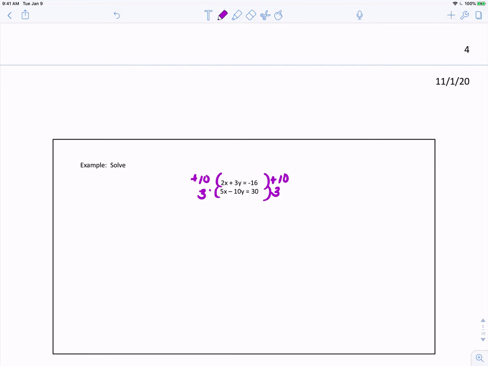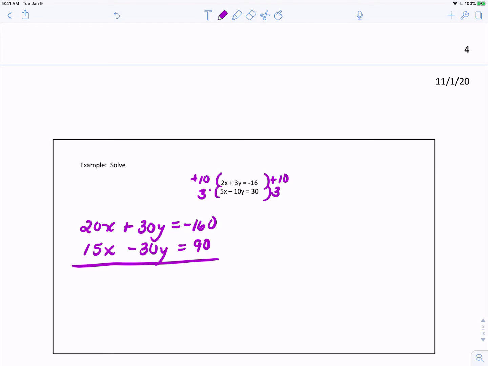All right, so let's see what we have now. 20x plus 30y is equal to negative 160. 15x minus 30y is equal to 90. Adding these together, 35x, y has been eliminated, is equal to negative 70. And if we divide both sides by 35, we'll find out that x is equal to negative 2. And now that we know what x is equal to, we can substitute it in anywhere to solve for y.